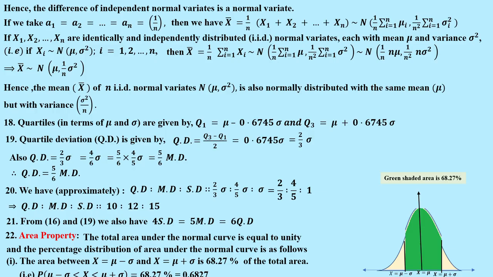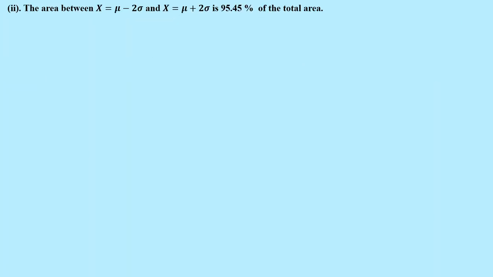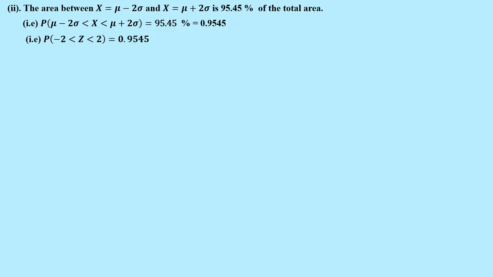So this area is 68.27 percent. Next, the area between x equal to mu minus 2 sigma and x equal to mu plus 2 sigma is 95.45%. So probability of mu minus 2 sigma less than x less than mu plus 2 sigma is equal to 95.45% divided by 100. That means, right, 0.9545. That is probability of minus 2 less than z less than 2, which is equal to 0.9545. So this is the area.